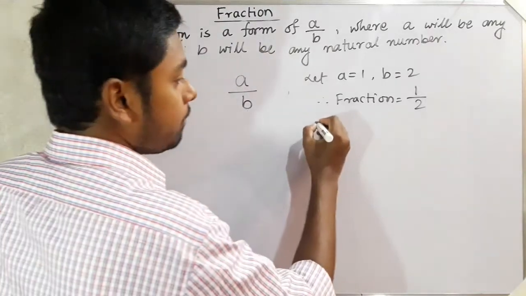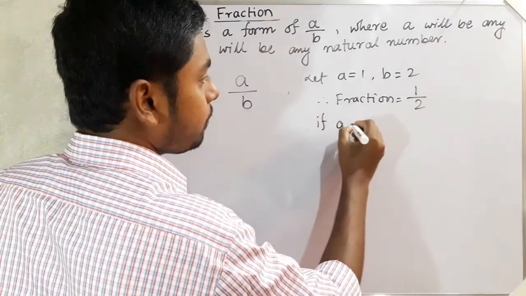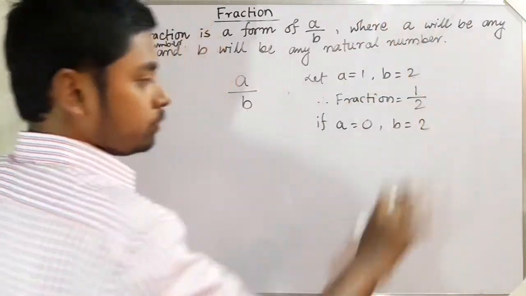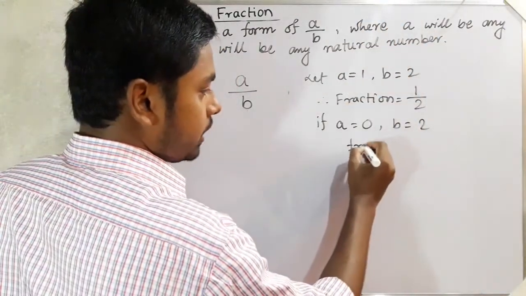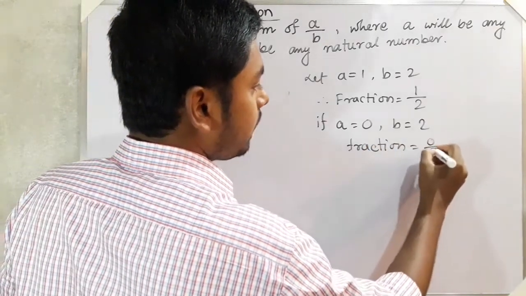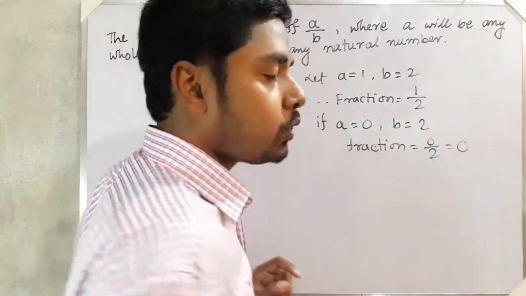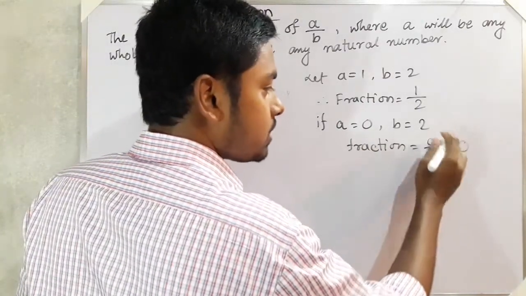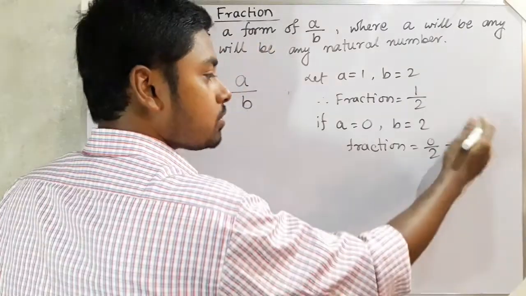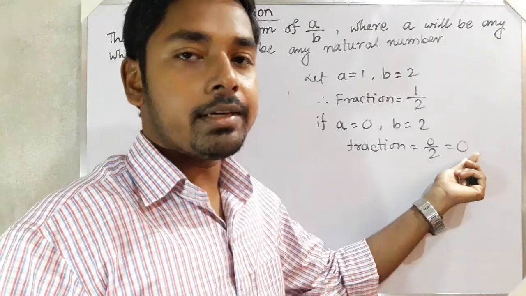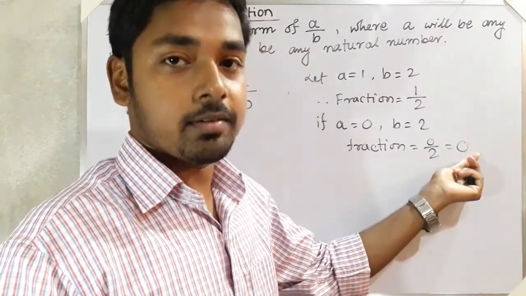But if I take a is equal to 0 and b is equal to say 2, then the fraction is 0 by 2. That means 0. Okay, 0 by 2 is a fraction, and 0 by 2 is equal to 0. So 0 is a whole number, but we can write 0 in the form of a fraction.